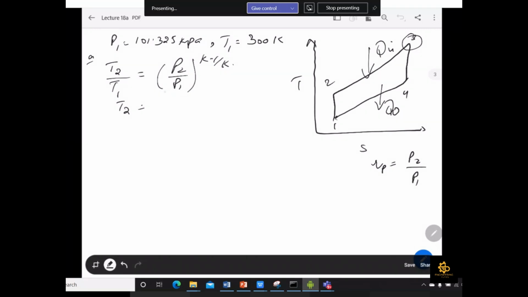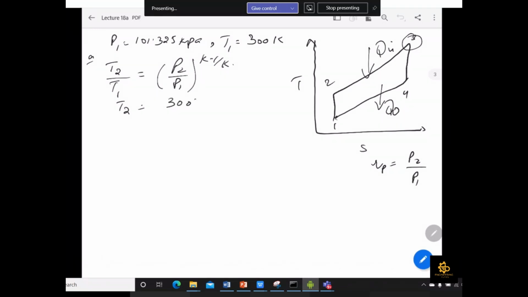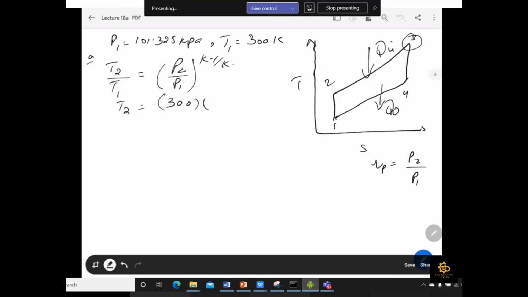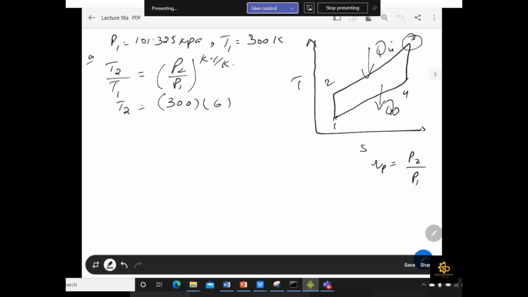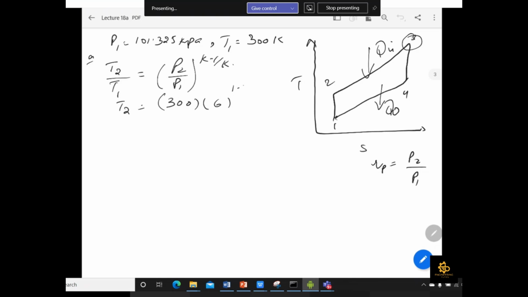From here I can easily find that T2 is equal to T1, which is known to us, 300 Kelvin, times the pressure ratio P2 over P1 mentioned in your question, which is 6, raised to K minus 1 over K, where K is the specific heat ratio for air. You have to solve it, and then T2 becomes 500.4 Kelvin. Now T2 is known to us.